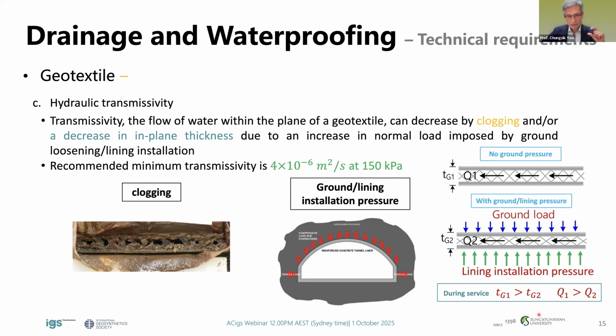So the thinner the geotextile, the smaller the discharge capacity. So we have to consider this physical phenomenon when we choose geotextile, for example. Okay? So we typically recommend a minimum transmissivity of 4 times 10 to the minus 6 meters squared per second at the pressure of 150 kPa. Okay, but this value can vary region to region depending on the local code.